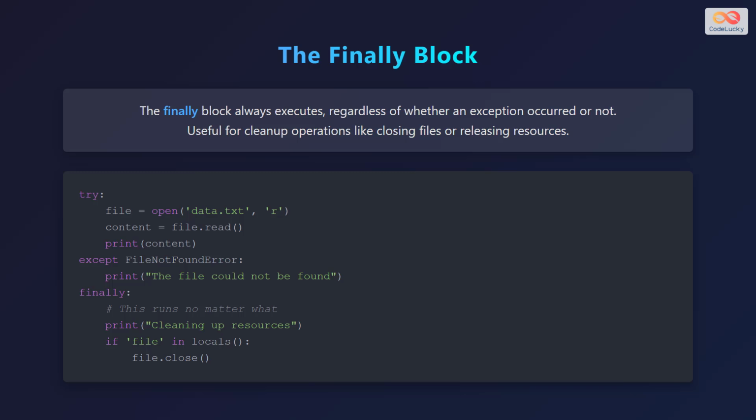In this example, we try to open a file named data.txt and read its content. If the file is not found, a file not found error will be raised, and the corresponding except block will execute. The finally block will always execute, printing cleaning up resources. It also checks if the file object exists and closes the file to free up resources.